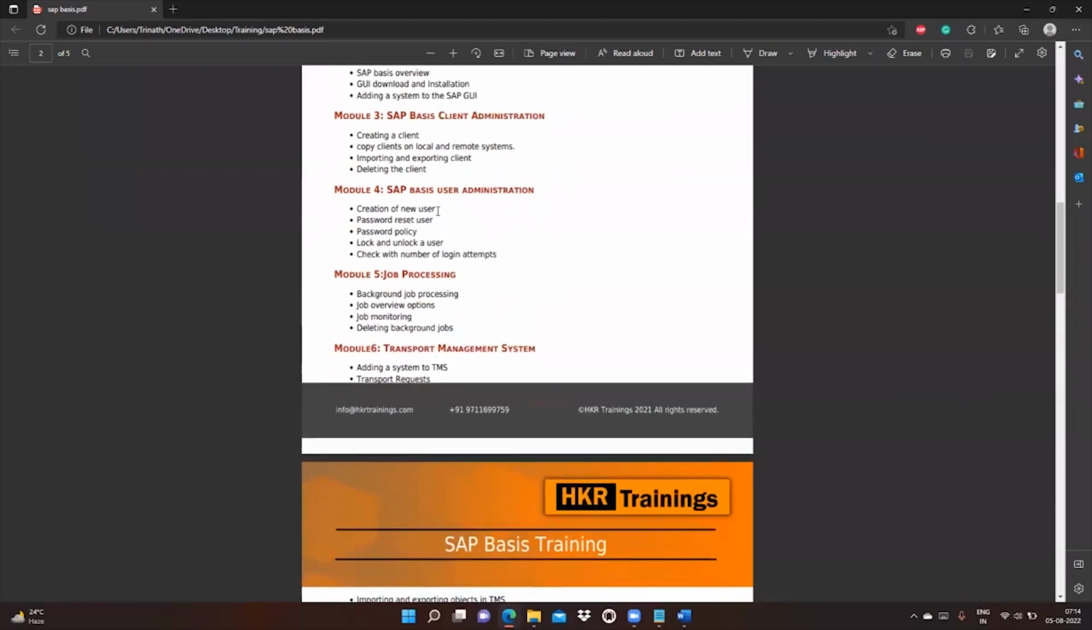So here what we'll be seeing is, in any SAP system, the initial thing when you are logging into the system, you require your user to be created in the system, and how we'll be creating that user in the SAP system. Those things we'll be discussing over here, and how to reset the user password if it has expired or been forgotten. And what is the defined SAP standard password policy, which all the customers have to follow to use the SAP software, we'll be discussing over here.